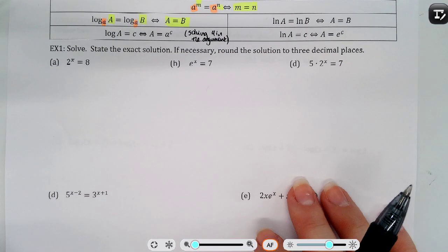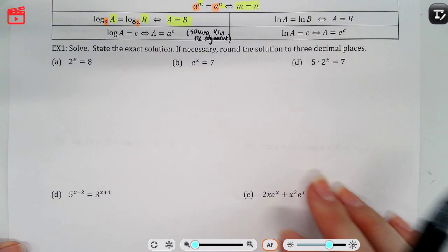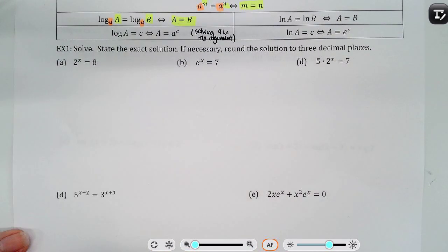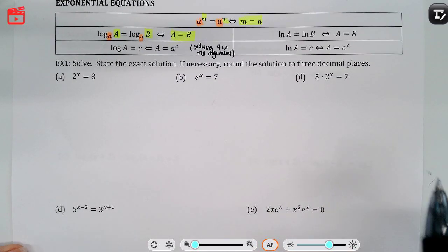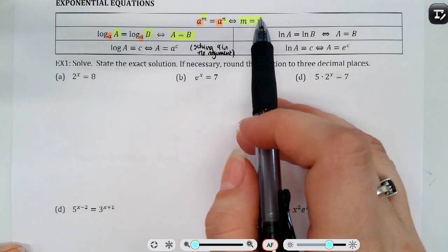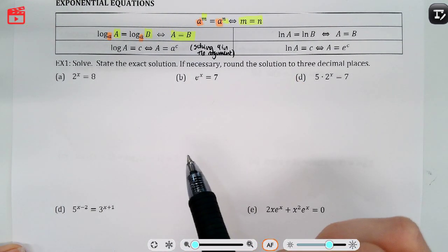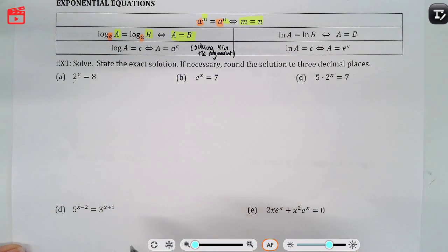All right, so we're going to be asked to solve for example 1, and we're going to state the exact solution. And if we need to, we'll round to 3 decimal places. All right, so a. Well, this is exponential, so I'm not going to really look at these 4. I'm going to look at this first rule. Can I solve using that first rule? Well, at the moment, that's a base 2 and that's a base 8, so I can't do it yet.